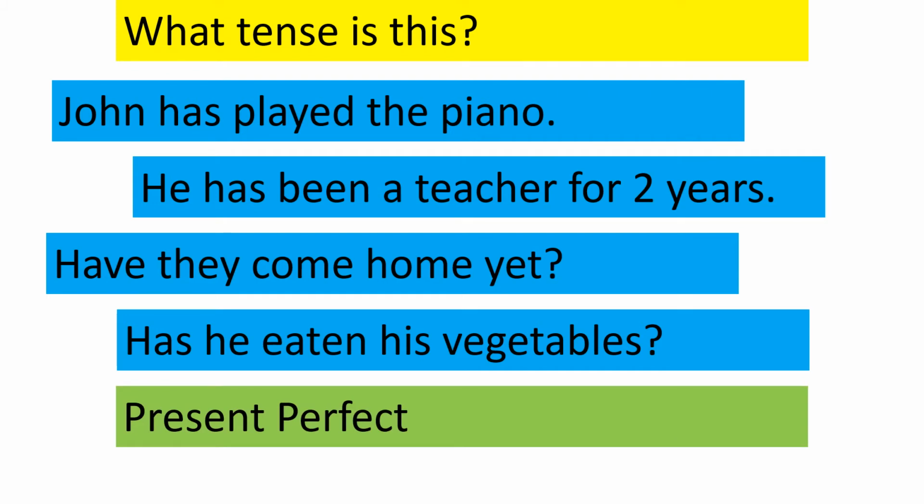We have our auxiliary verbs, has, have, and has. And then we have our past participles. Played, been is a linking verb there, by the way, have come, has eaten his vegetables. Right. Now remember, when has or have is on its own, then it's normal present simple. If I say I have a piano, then that's not present perfect tense. It has to be the combination of this auxiliary verb and the past participle. Otherwise, it is not present perfect tense, right?